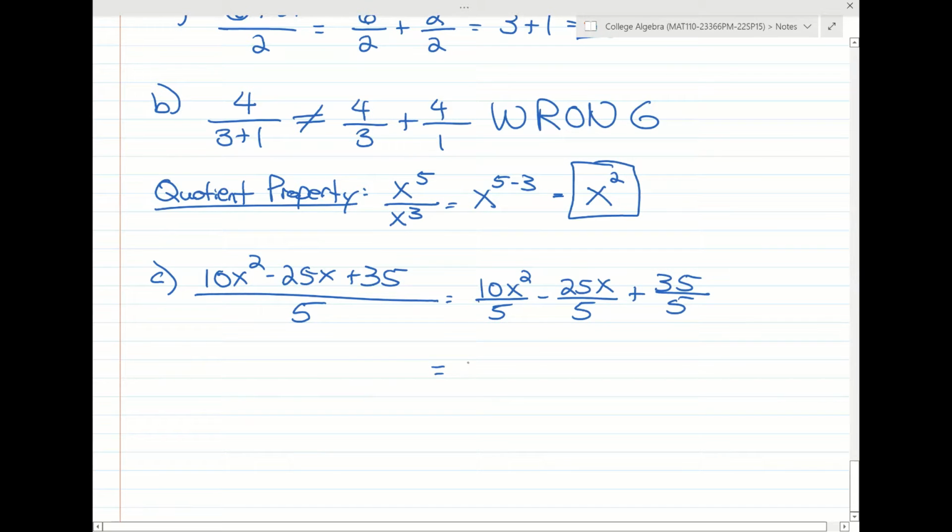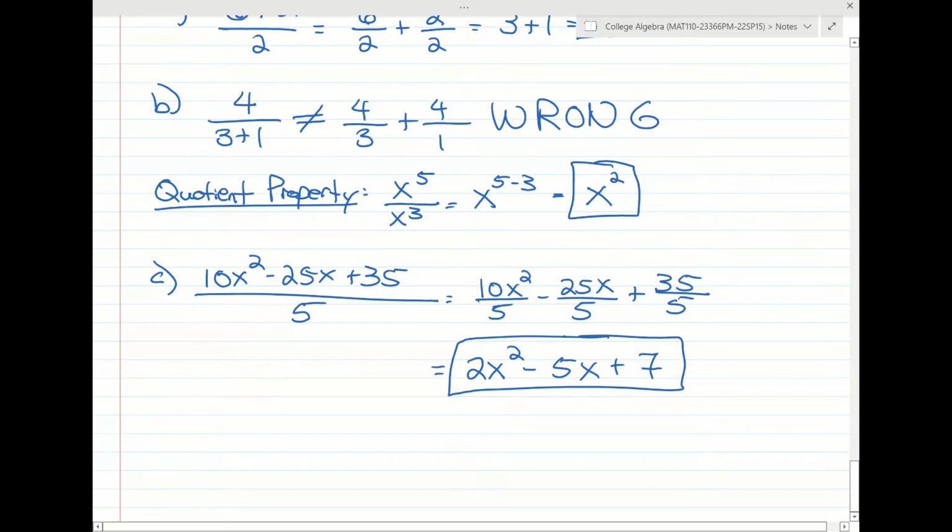10 divided by 5 is just 2, 5x, and then 7. If there's nothing to divide the x by, then you just leave it alone.